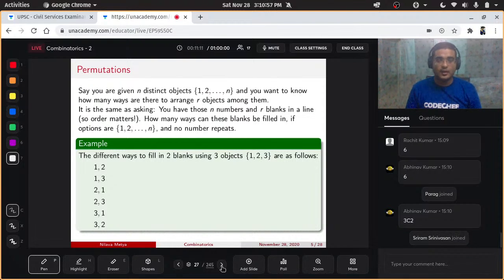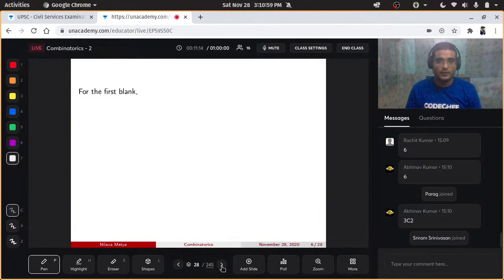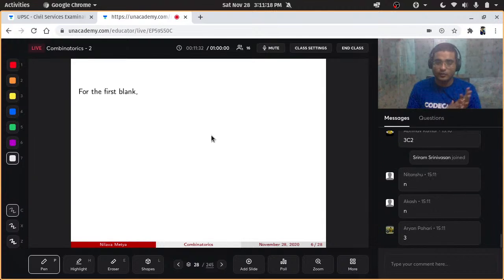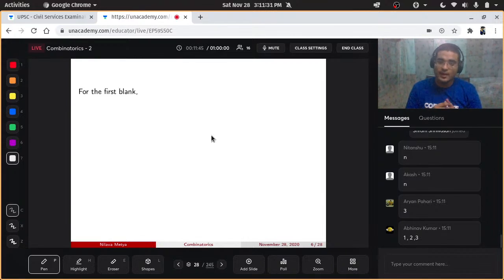Now let's do it for the general case. So for the first blank, we have r blanks. Recall, we have r blanks and n numbers. For the first blank, how many options are there? So what numbers can I put in the first blank? So yeah, 3 options over here, n options in general. In our example, there were 3 options, namely 1, 2 and 3. In the general scenario, there are n options, 1 through n.